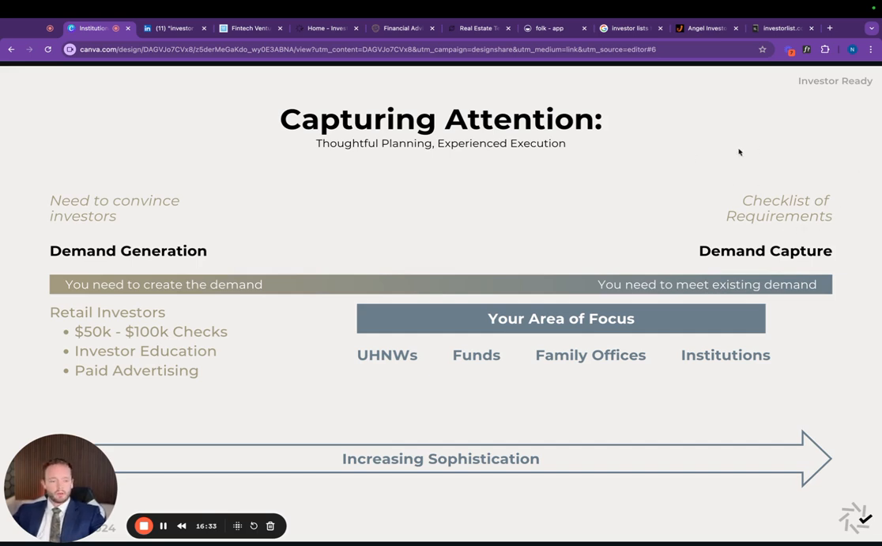The more you capture demand, the more you're really just meeting a checklist of requirements. But this is really where these people start to fall in line, of ultra high net worths all the way up to institutions. The further right you go, the more requirements you're going to need to meet. And so it's really a matter of deciding what your strategy is going to be all the way from the inception of the deal. And this is a lot of what we help people with, right?